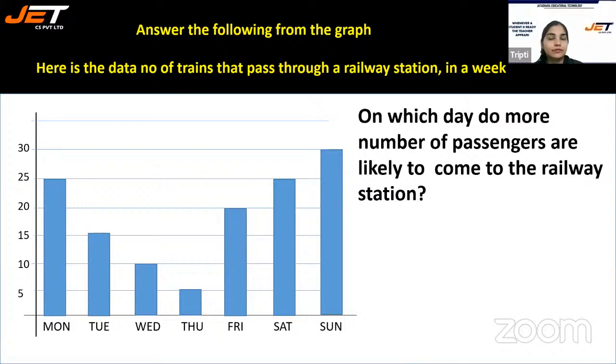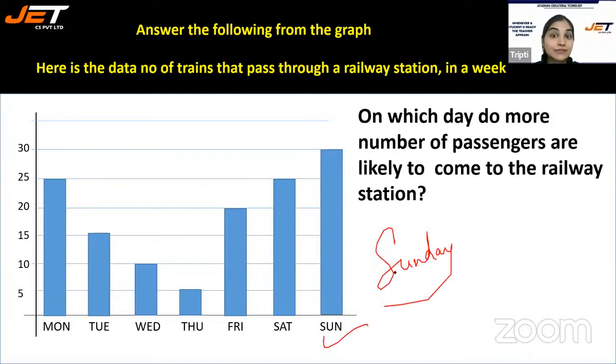On which day do more passengers come to the railway station? Isn't it very obvious? More passengers will come when there are more trains on a particular day. So here, Sunday will be the answer, because the number of trains that pass through the railway station on Sunday is maximum. So obviously, there will be more passengers at the station on Sunday.